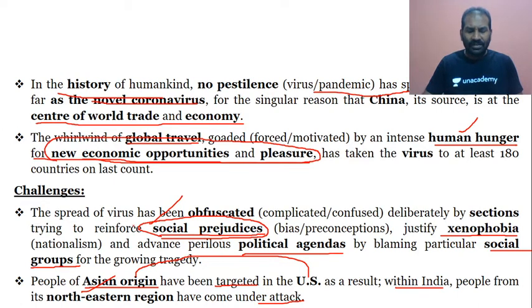So there is definitely social prejudice, and please do understand the way we are linking this in the editorial. We are linking this trade with the spread of the virus, linking global travel to the spread of the virus, and linking global travel to social prejudices, and then linking the kind of prejudices wherein the US targets people of Asian origin. Again, within India we look at people of northeastern origin as a different kind of people. So there is definitely prejudice happening.